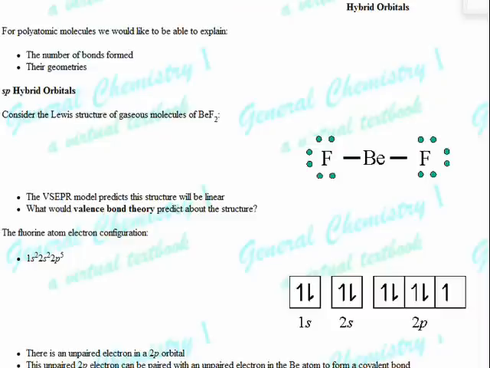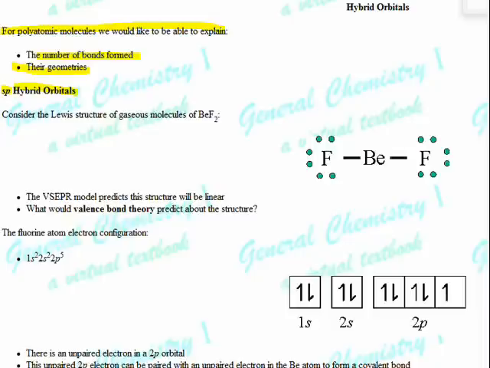We're looking at hybrid orbitals now. So these are for polyatomic molecules. We want to explain the number of bonds formed and the geometries. So again, a hybrid orbital is a mixture. It's a combining of different orbitals. So an sp orbital means that an s orbital and a p orbital are made into something new.